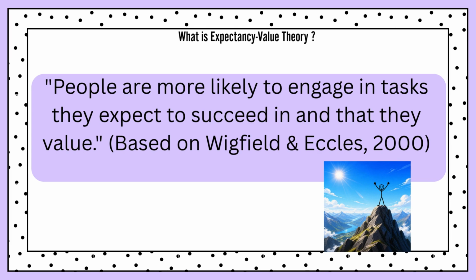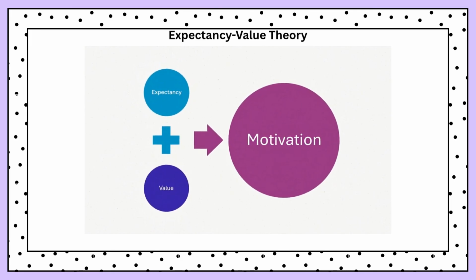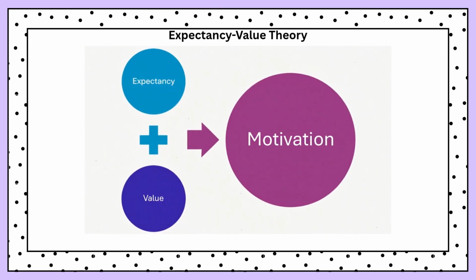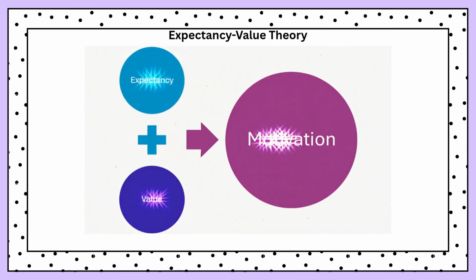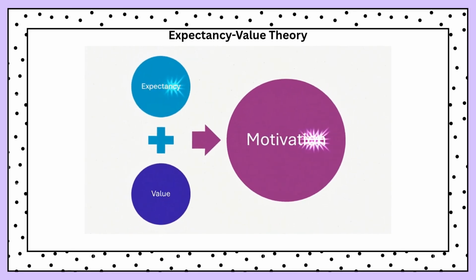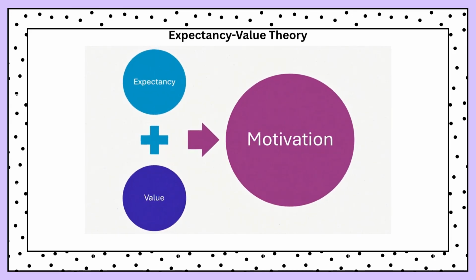This theory explains that people are more likely to engage in a task when they believe they can be successful and when they see value in what they are doing. I'll demonstrate how this theory can help us better understand motivation. Expectancy value theory provides a useful framework for understanding motivation because it encourages us to ask 2 important questions. First, does the learner believe they can be successful? This is known as expectancy. Second, does the learner believe the task is valuable? This is known as value.